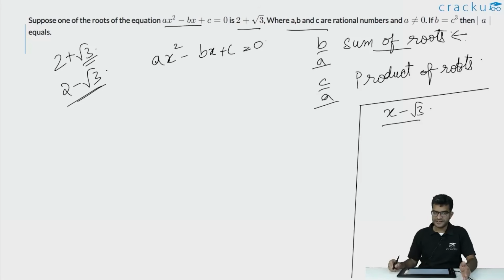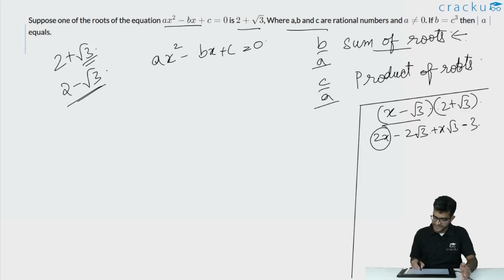Now if you are assuming the other root to be x minus square root of 3, what is the product of roots? It is (x minus square root of 3) into (2 plus square root of 3), which would be 2x minus 2 square root of 3 plus x square root of 3 minus square root of 3 into square root of 3, which is 3. 2x minus 3 will be a rational number, so we'll ignore it.